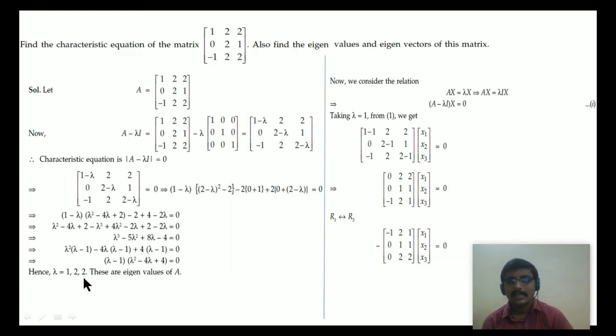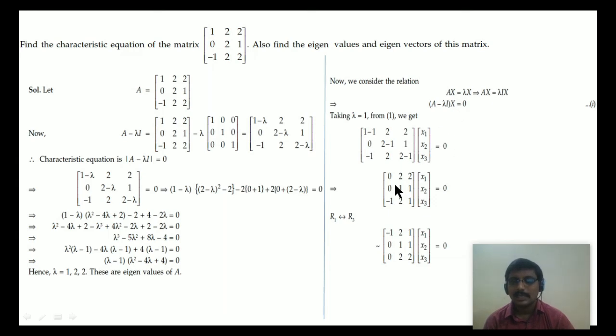Now for each eigenvalue, there corresponds an eigenvector. To find the eigenvector, we have the relation A x equal to lambda x, or simply it can be written as (A minus lambda I) x equal to 0 by the use of the identity matrix I. Now for lambda equal to 1, just putting lambda equal to 1, we will get the equivalent matrix, that is (A minus 1 I) x equal to O.